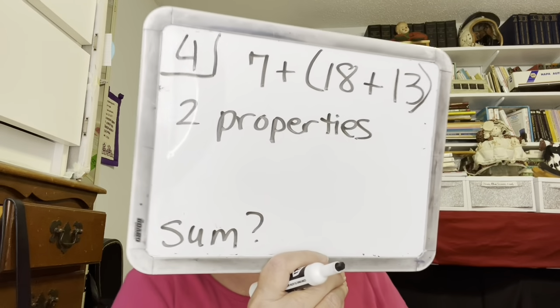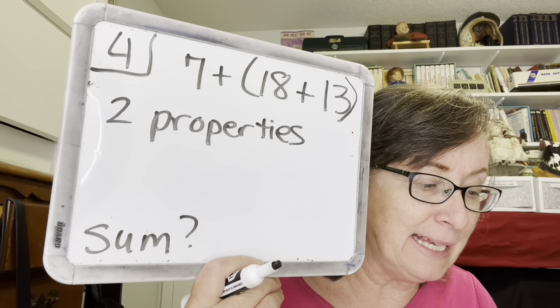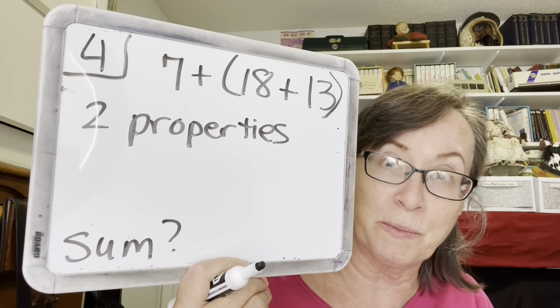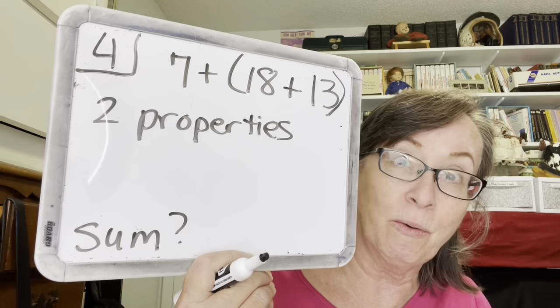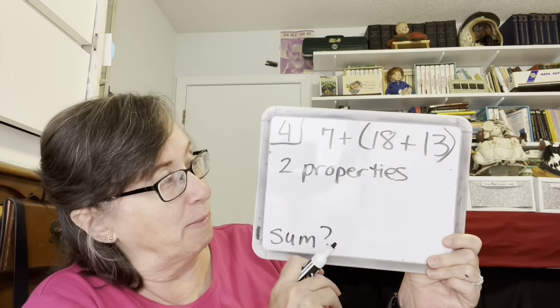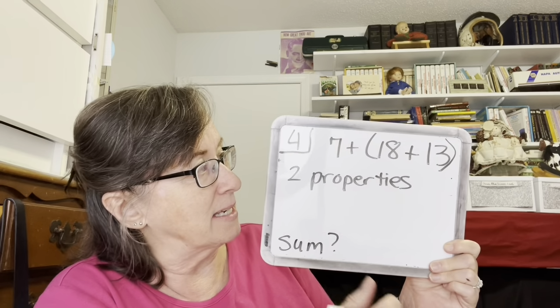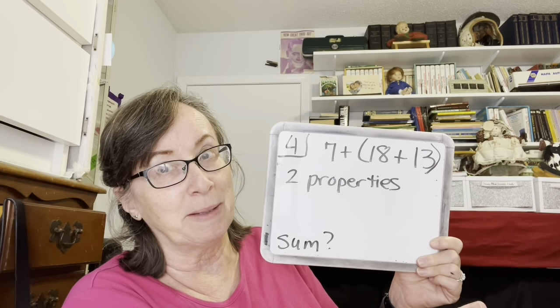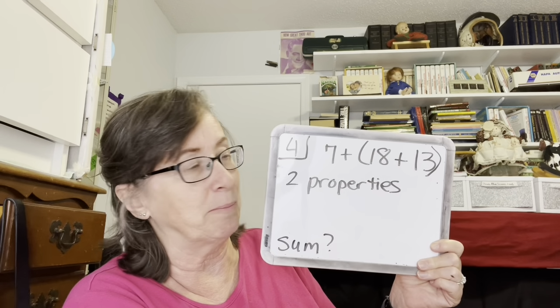Number 4. It says, how can these numbers be rearranged to make the addition easier? What 2 properties did you use? What is the sum? Again, we've been playing with these for a long time. I want to get my 7 and my 13 together, don't I? Because that's going to make 20 and make it much easier.